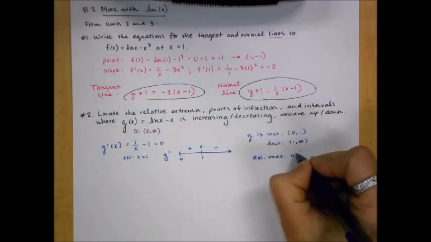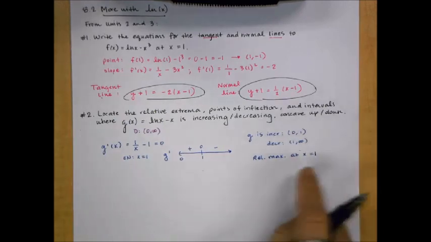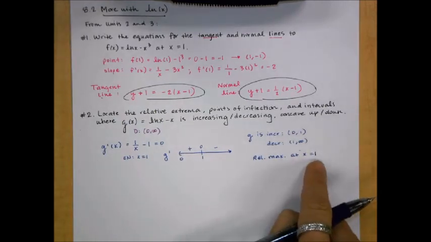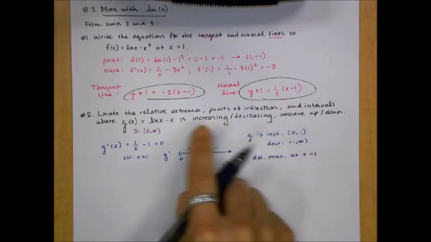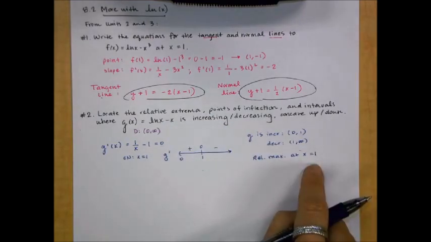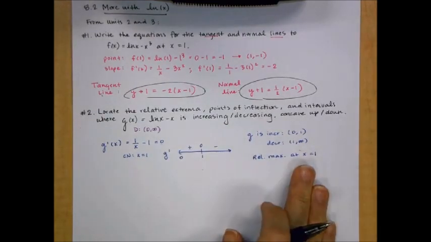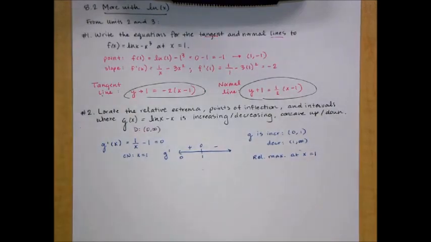So we can say at x equals 1, if we wanted to know the coordinate pair, we would plug 1 back into our function to find that coordinate pair. So these are the values I have for my first derivative test. So let's take a look at our second derivative test.